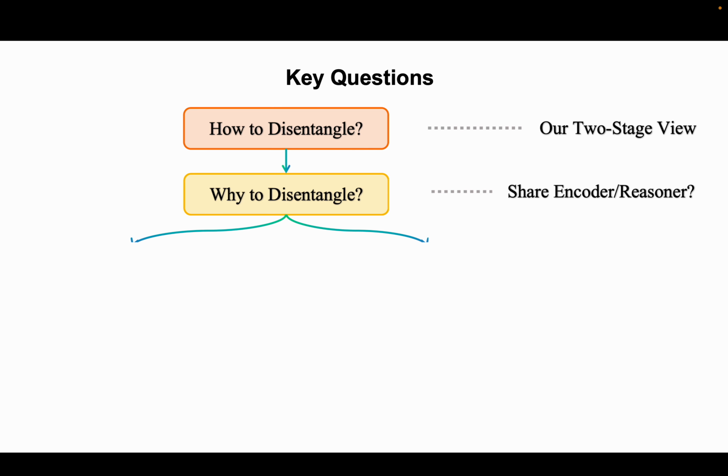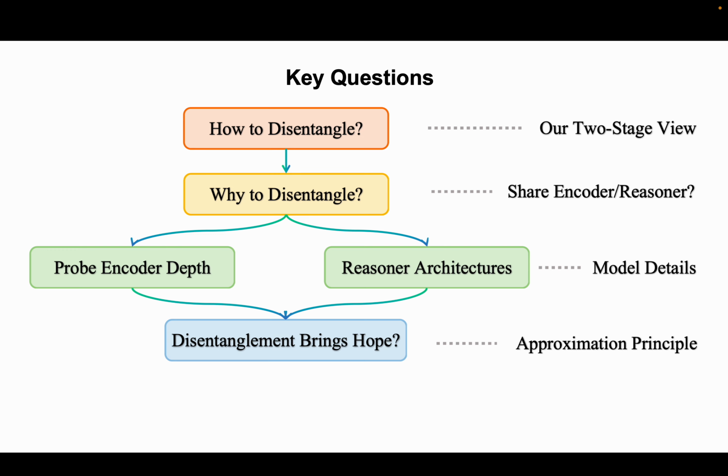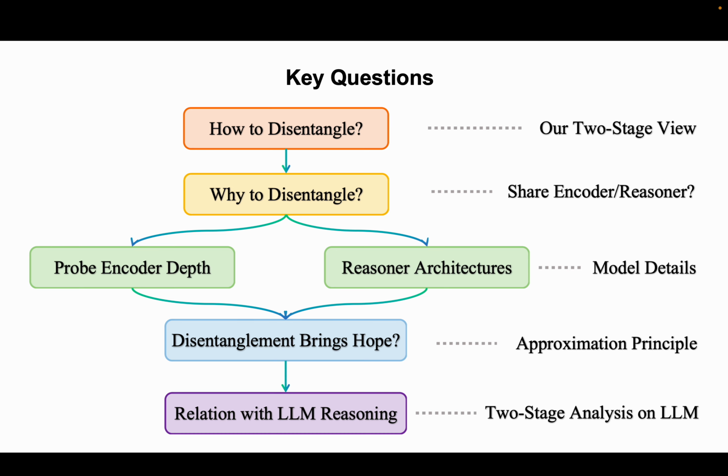In the symbolization stage, we explored how deep the encoder should be for different tasks. For reasoning, we tested various network architectures to find the most effective framework. Our results show that, when using data from multiple domains, a single reasoner focusing purely on logical reasoning performs best. This insight is valuable not only for visual reasoning, but also for improving reasoning in large language models, LLMs, where clear separation of stages can enhance reasoning ability.